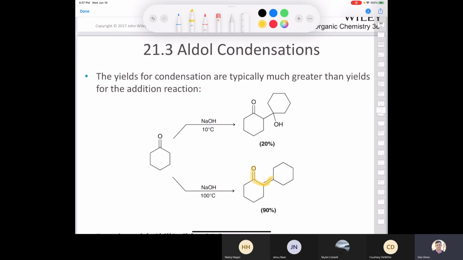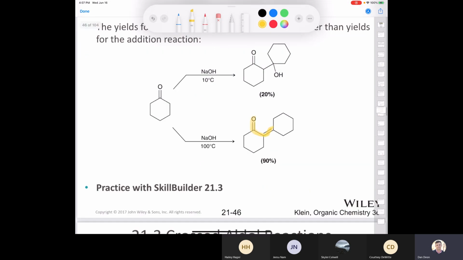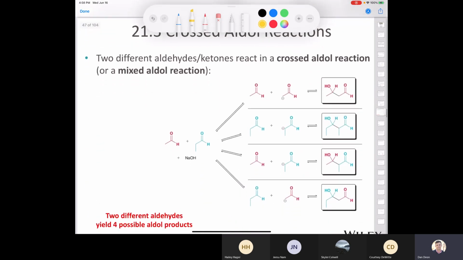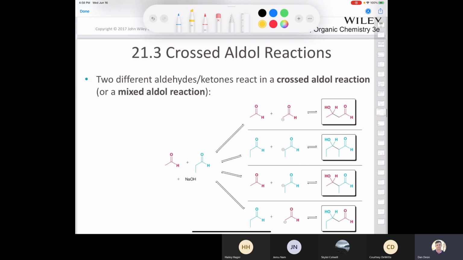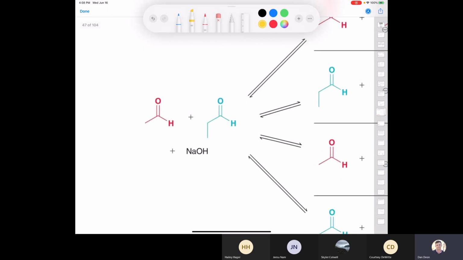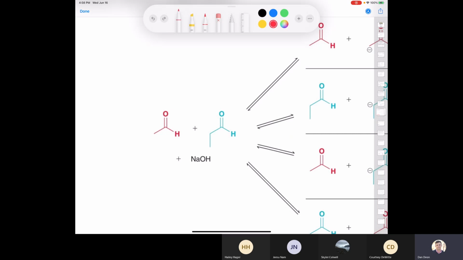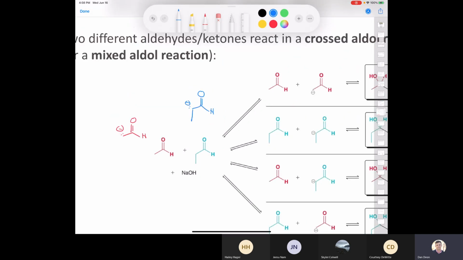Now, if you're very astute, you might be wondering, that's all well and good, but what happens if I have two aldehydes that are different? Here I have acetaldehyde, here I have propionaldehyde. What would happen if I took both of those and treated them with sodium hydroxide? I'd get this enolate, but I'd also have this enolate. So now I've got a mixture of four compounds. What is going to happen then? I've got so many different compounds.